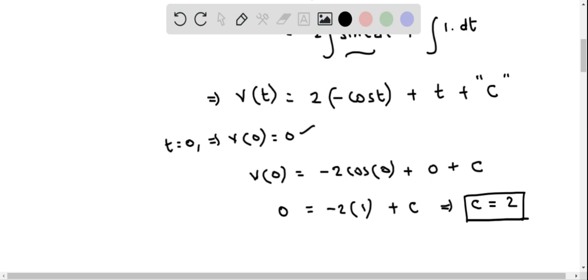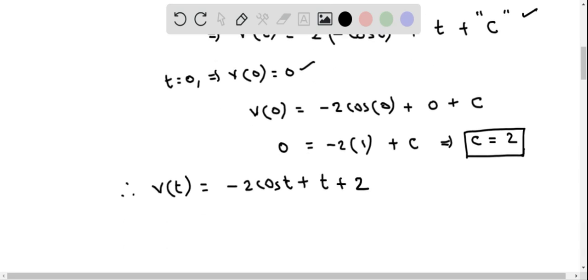And thus we have determined the constant of integration c, which means we can put this into the velocity function. So we now write the velocity function v of t equals negative 2 cosine t plus t plus, replacing c, 2. And so this is the velocity function v of t.